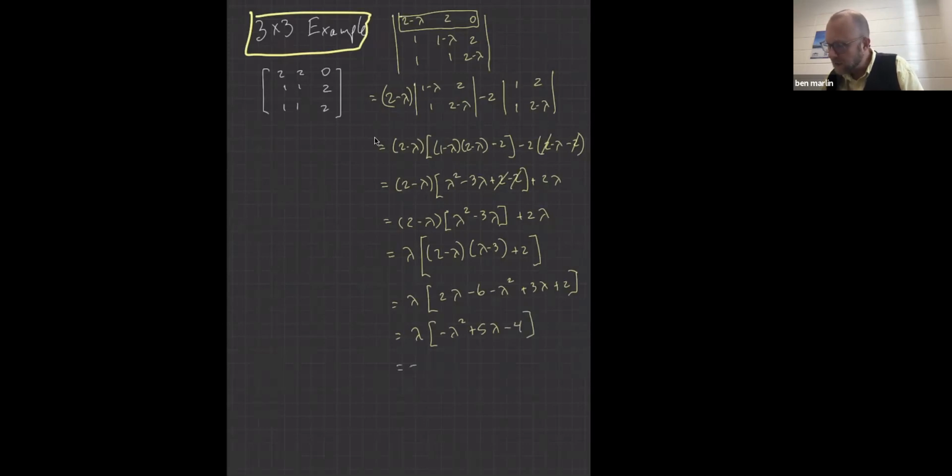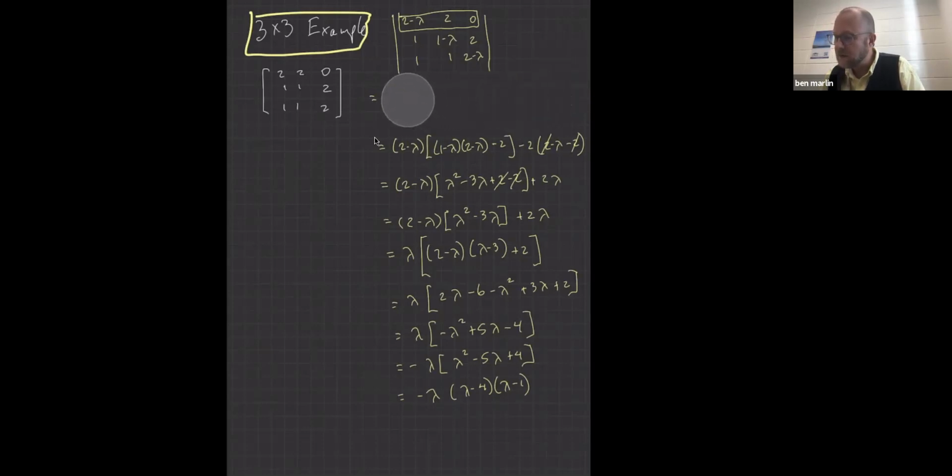Okay, it would be super handy to take a minus out of that so that I can spot how to do lambda squared minus 5 lambda plus 4. And so we will have minus lambda times lambda minus 4, lambda minus 1. Okay, so what was really important out of that was to get down to the factored part. Okay, so for the sake of room here, I am going to take just that bit.